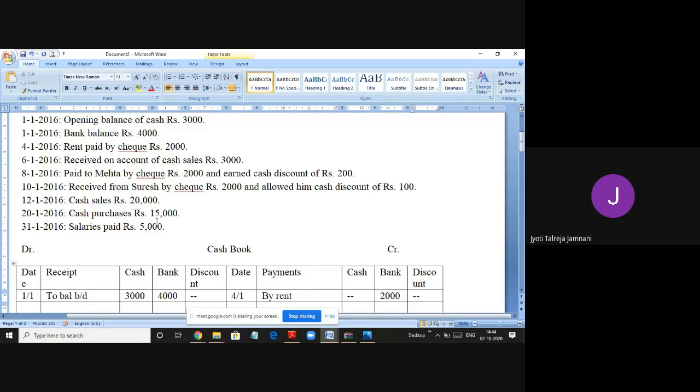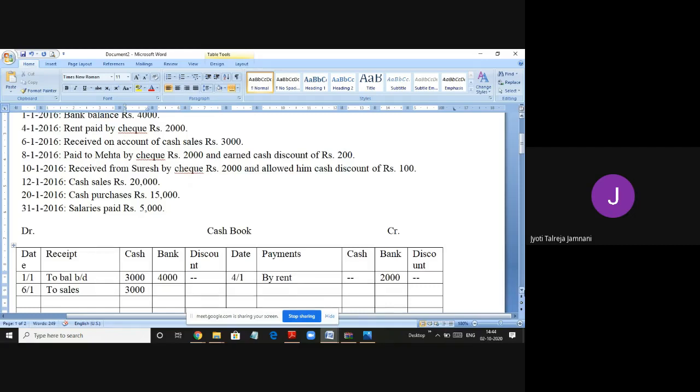Next, on 6th January, received on account of cash sales rupees 3000. Received, so on the receipt side, on 6th January, why have you received? Because you have sold. So to sales, on account of cash sales you are receiving. It is cash sales, so that means you will receive cash. So in the cash column, 3000 rupees.